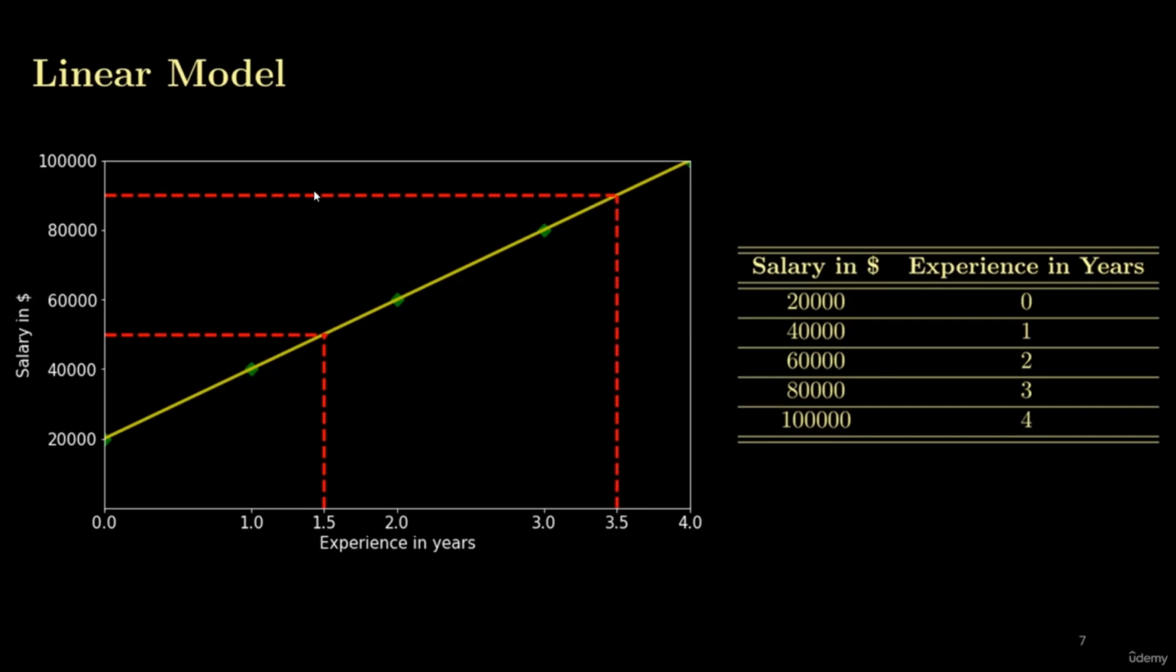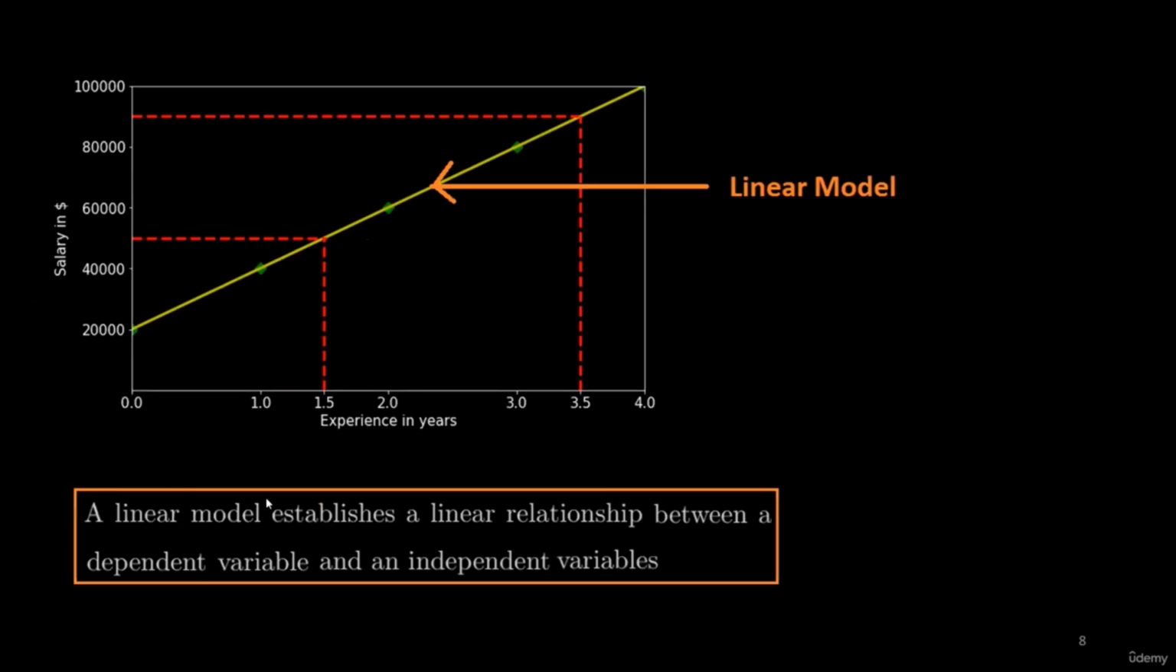So we can see that it is suggesting that the salary of the candidate whose experience is 3.5 years should be equal to $90,000. So in this way, we have seen that this is our linear model, and it has learned a linear relationship between the X value or the independent variable and the Y value or the dependent variable. So this is the definition of a linear model. The linear model establishes a linear relationship between a dependent variable and an independent variable.